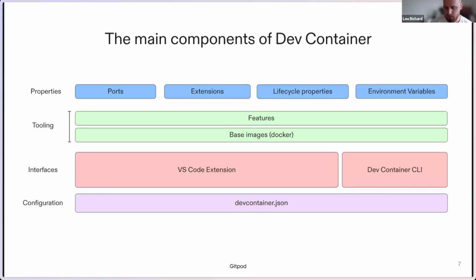Life cycles are things like launching your web servers, databases, processes that you want to start up when your dev container starts up. And then finally, of course, environment variables for configuring different pieces of config for your application as well.